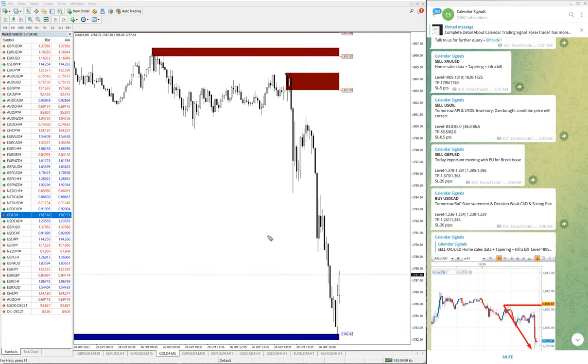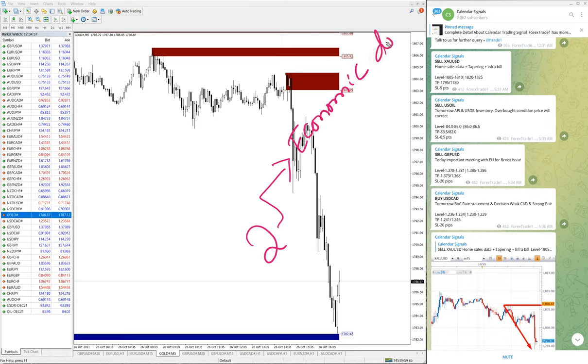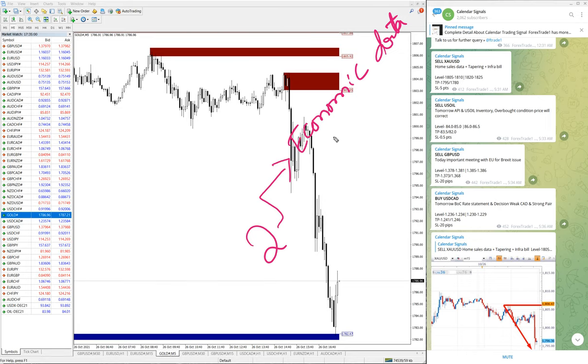And in calendar signal, we are considering two aspects. One is economic data or news, which we predict will impact the price of the given script or commodity. Like for example, here oil, gold, GBPUSD, USDCAD, we have given the signals, and we also give the reason why we are giving the particular signal by ourselves.